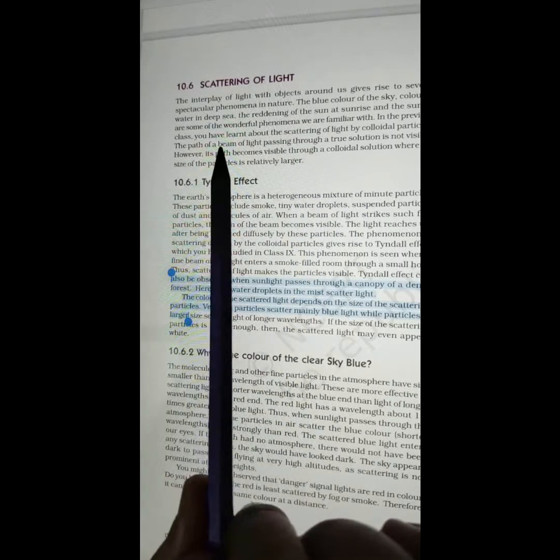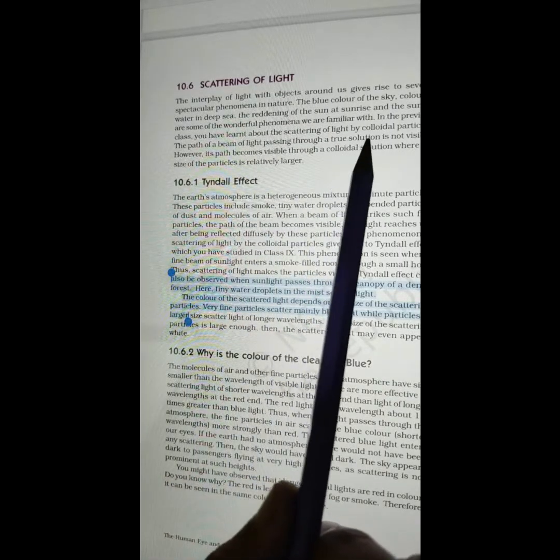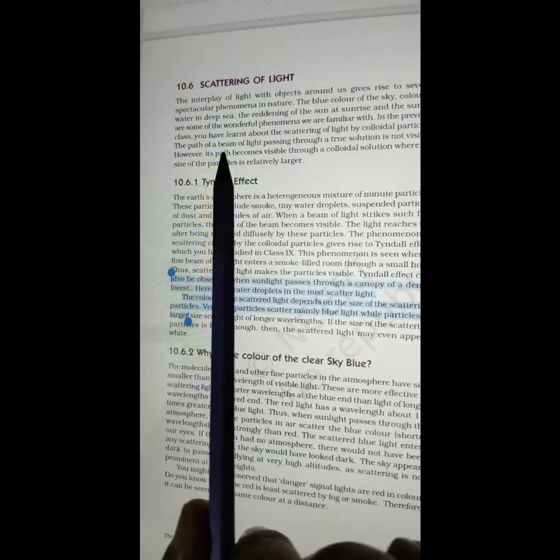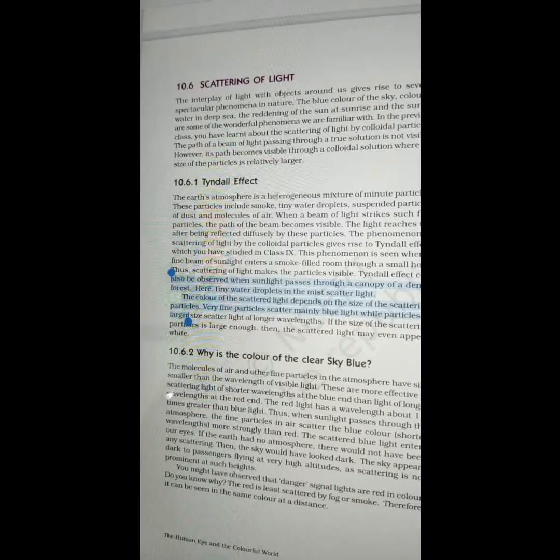In the previous class, you have learned about the scattering of light by colloidal particles. The path of a beam of light passing through a true solution is not visible. However, its path becomes visible through a colloidal solution where the size of the particles is relatively larger.